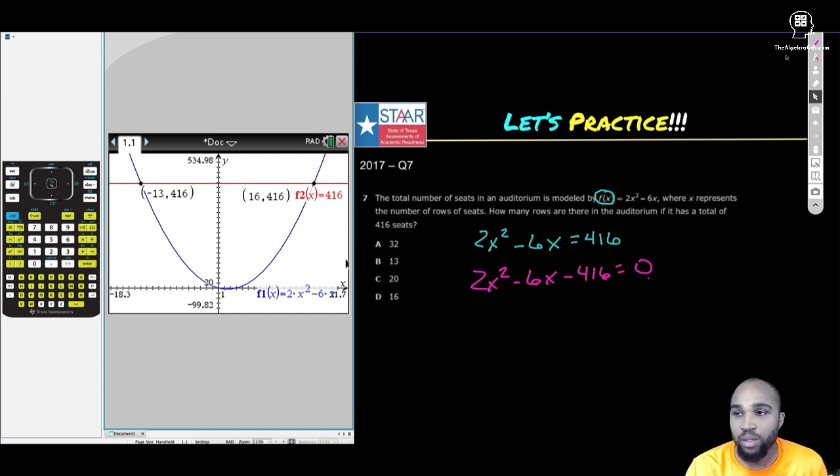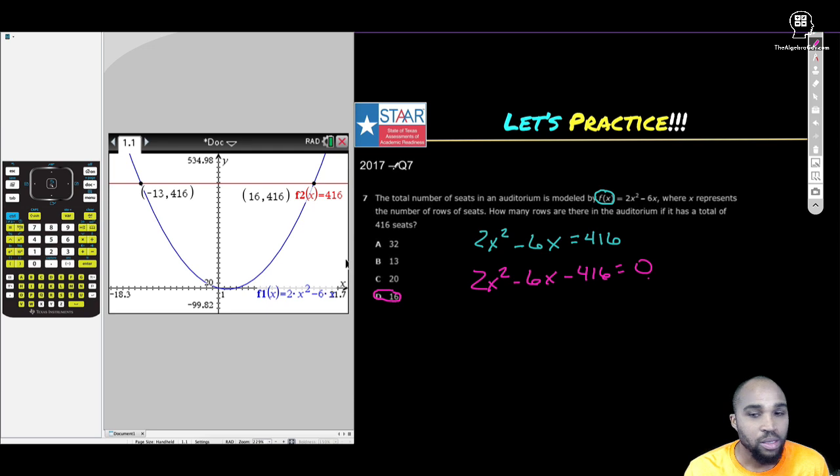Now I can see that my answer is clearly going to be 16. Why not negative 13? Because can you really have negative 13 rows? No, that's not going to make sense. So the positive answer is correct. Now I'm going to explore other ways of working this using this same problem.